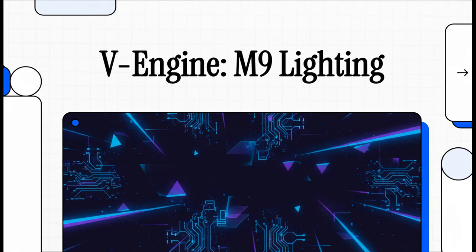All right, today we're going to pull back the curtain on a really impressive piece of technology, the V-Engine's M9 lighting and shadow system. Now, this thing was built from the ground up with a single, incredibly ambitious goal: to create a totally dynamic world where light behaves just like it does in real life.